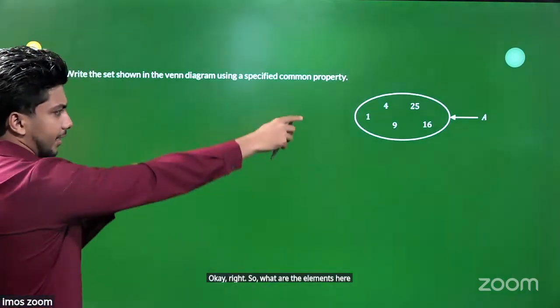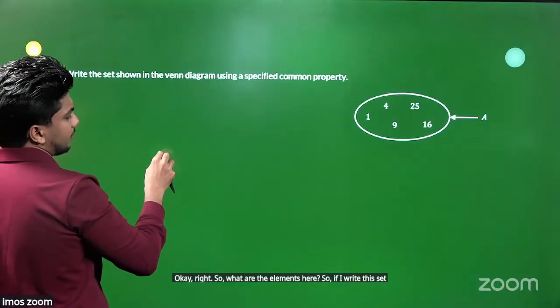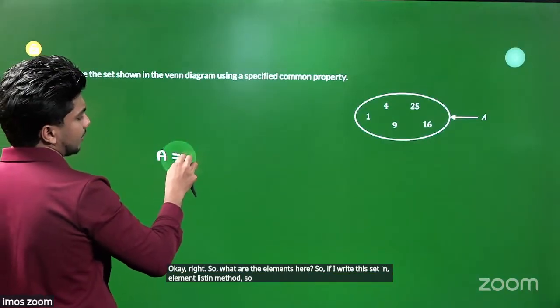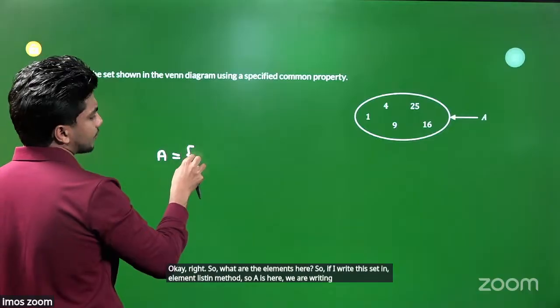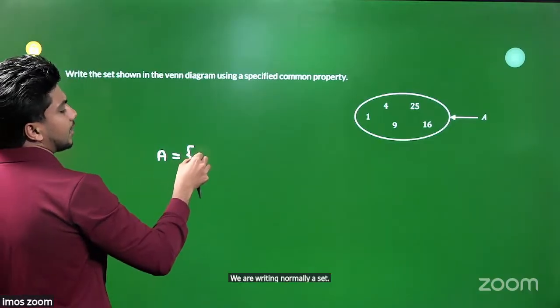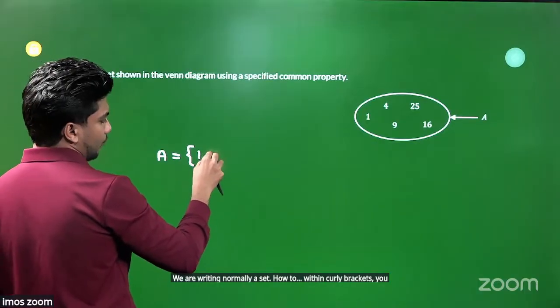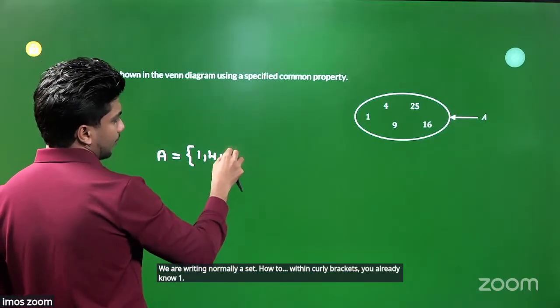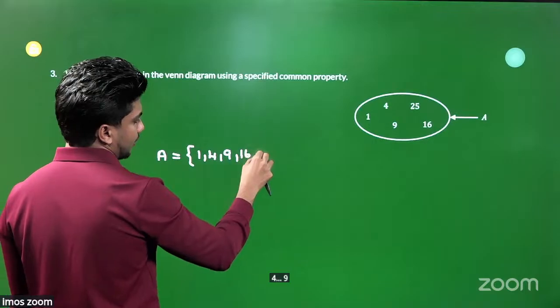So if I write this set in element listing method, A is here. We normally write a set within curly brackets. You already know 1, 4, 9, 16, 25.